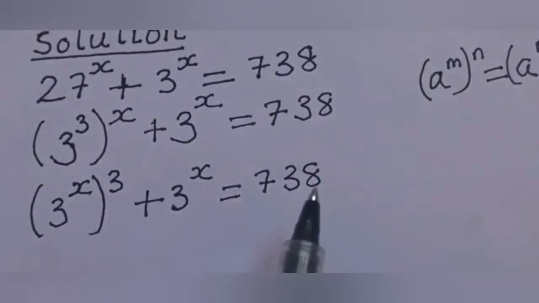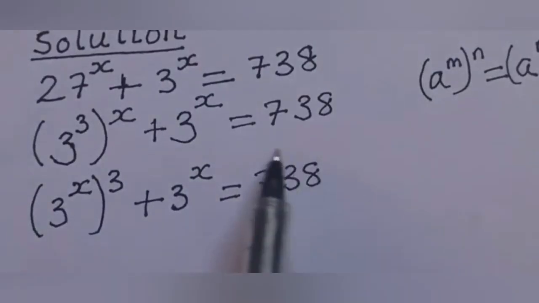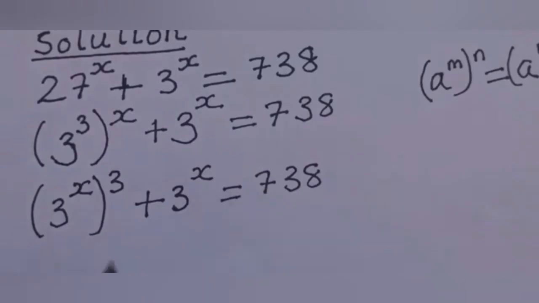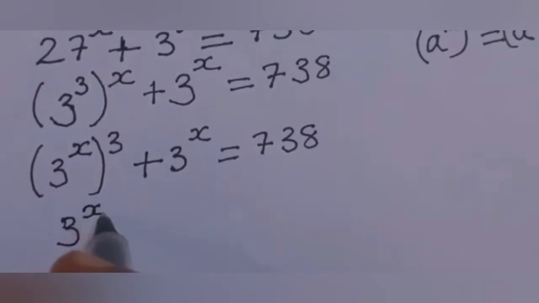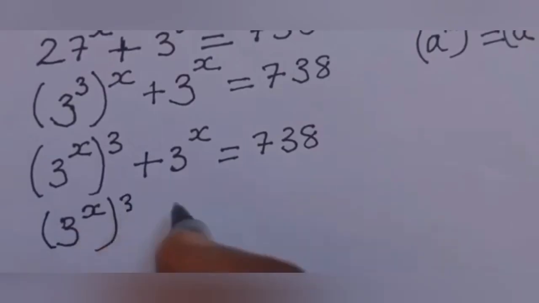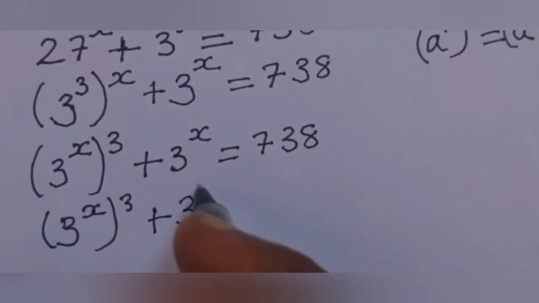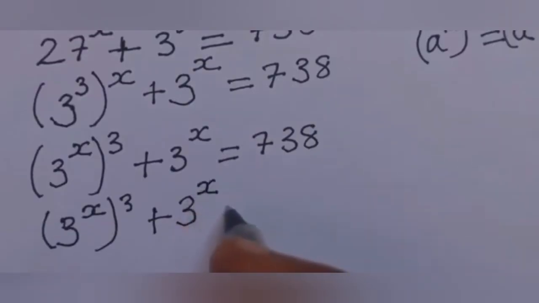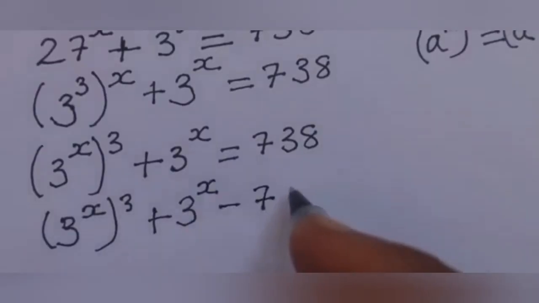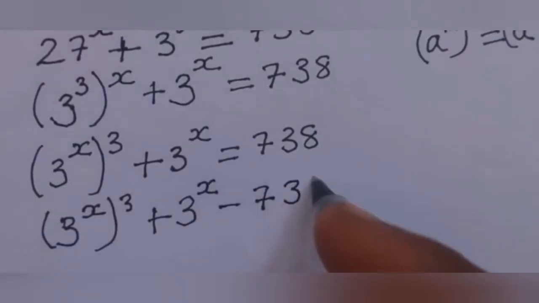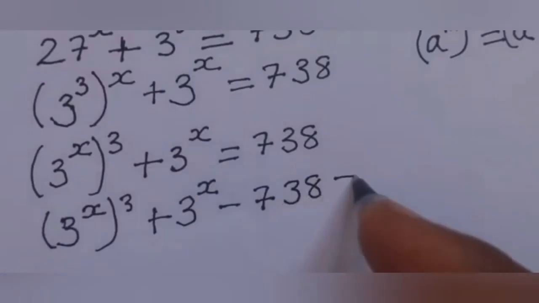Then shift 738 to this side. We have 3 raised to power x in the bracket raised to power 3, plus 3 raised to x, minus 738 equals 0.